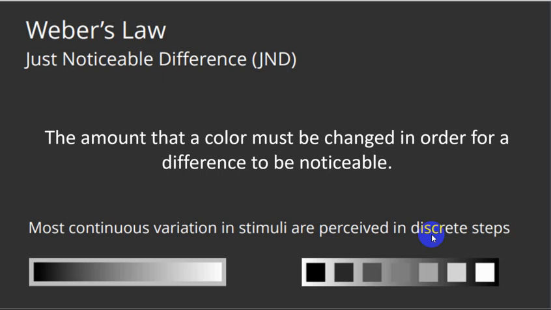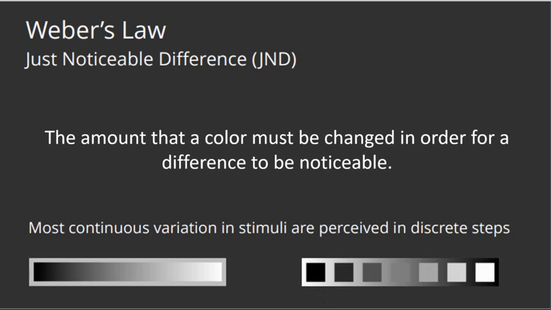Take the example, like I ask you to hold two objects of different weights. The just noticeable difference would be the minimum weight difference between the two that you could sense half the time. Yeah, so this is important to know, especially when we're trying to introduce colors or multiple shades of colors.